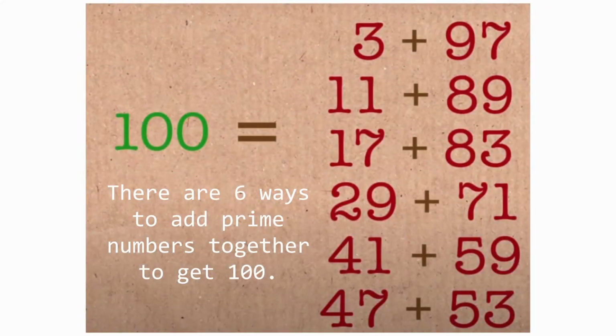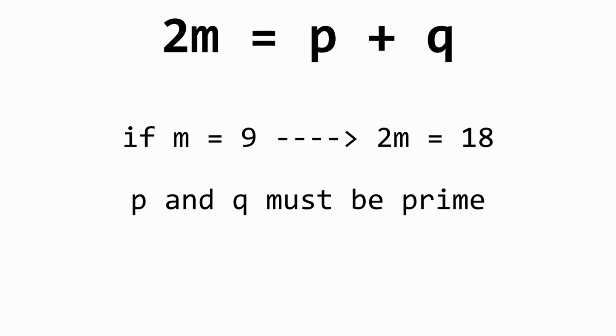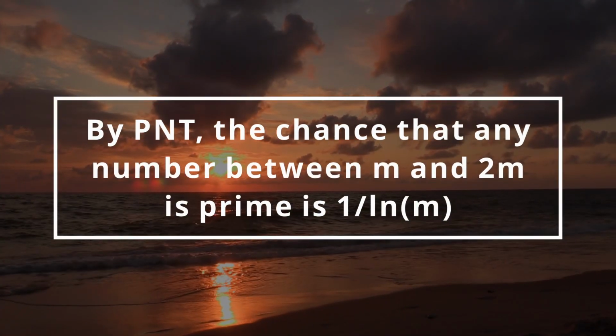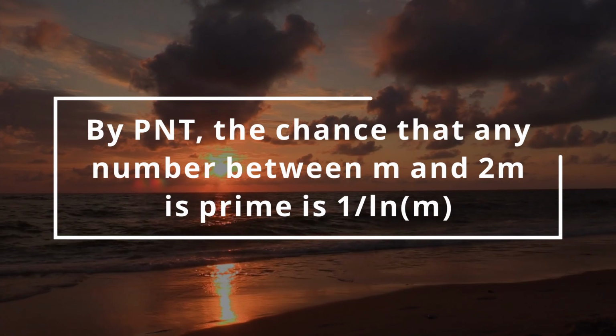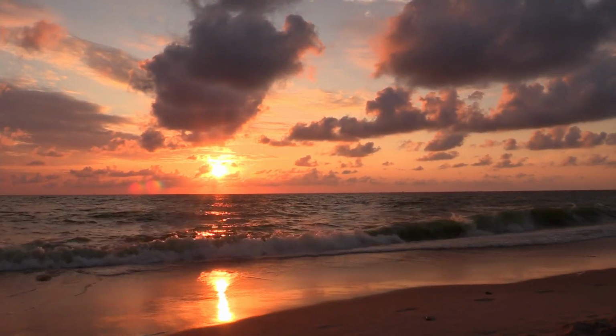There is actually a way to estimate how many ways we can add 2 prime numbers together to get a certain even number. We use the formula 2m equals p plus q, so 2m is even, and p and q must be primes. By definition, one of the primes must be larger than or equal to m, and the other must be smaller than or equal to m. The chance that any number you choose between m and 2m would be prime is 1 over ln m by the prime number theorem.